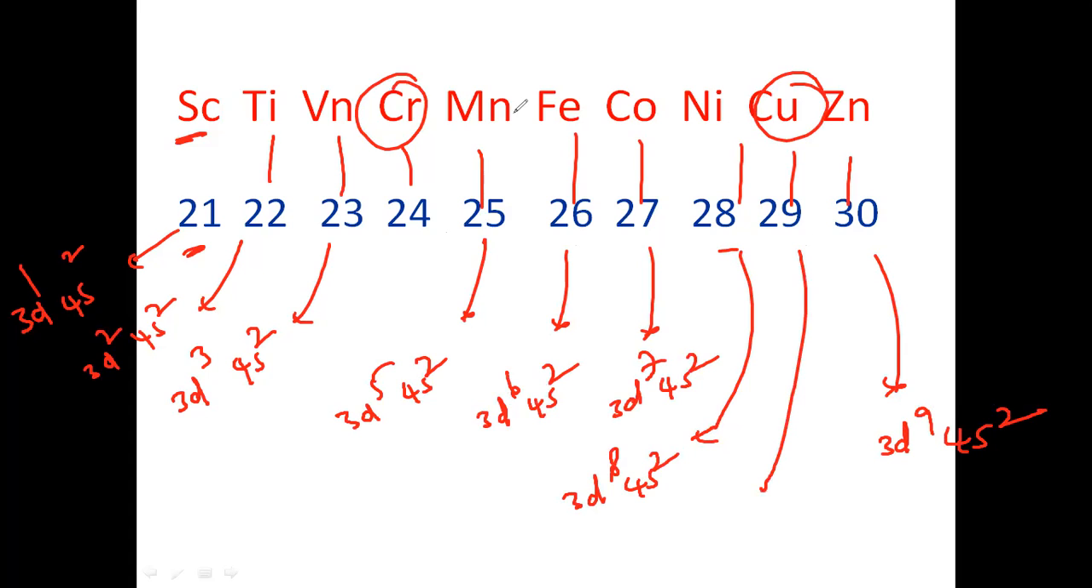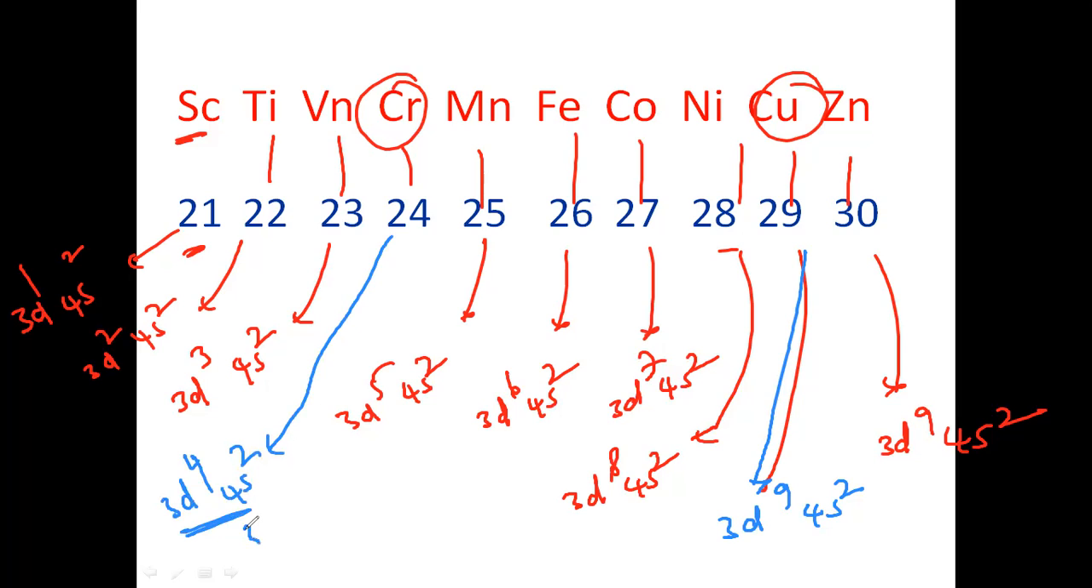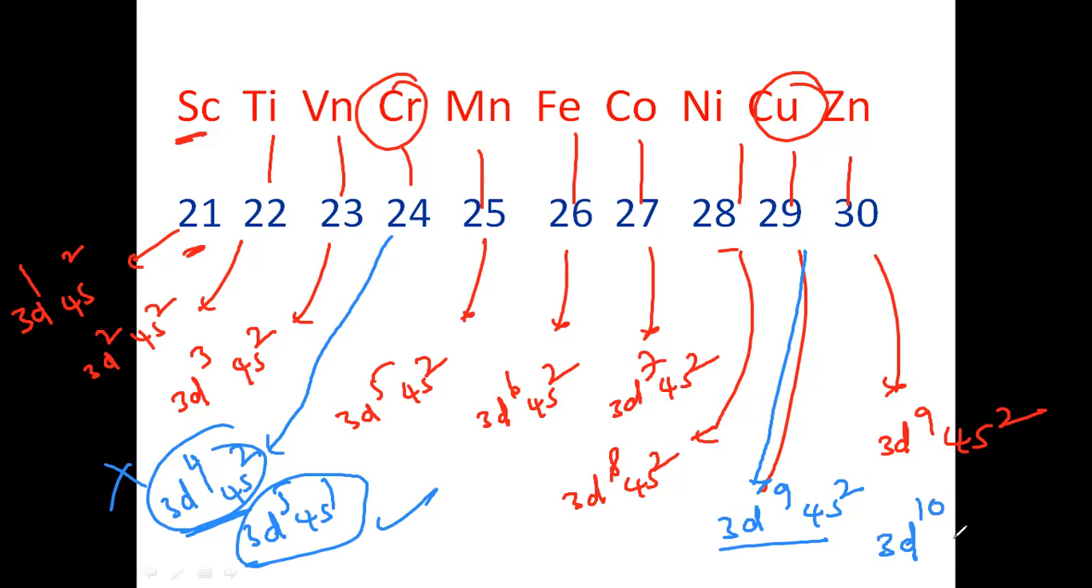But in case of copper, that is the exception. Actually it should be 3d9 4s2, and here also it should be 3d4 4s2. It should be like this, but actually it will be 3d5 4s1. This is correct; the earlier one is completely wrong. And here also 3d9 4s2 is actually 3d10 4s1. So this is very important. You should write the electronic configuration of these elements from scandium to zinc.